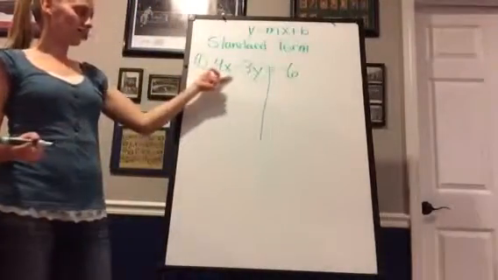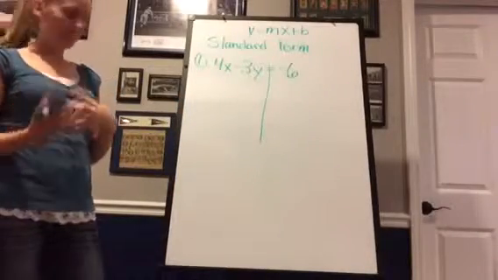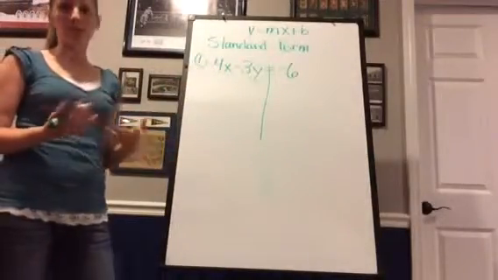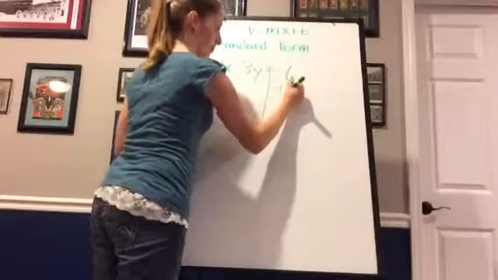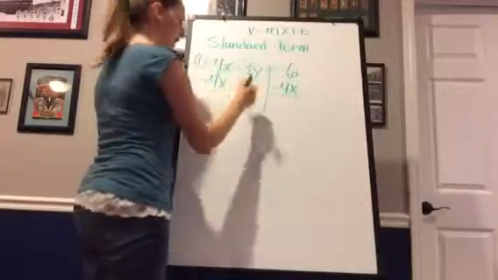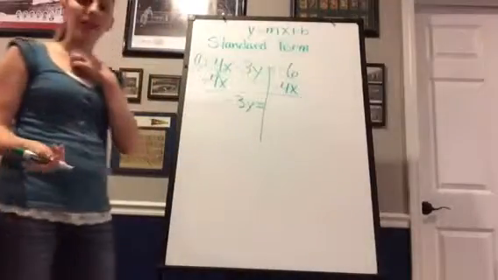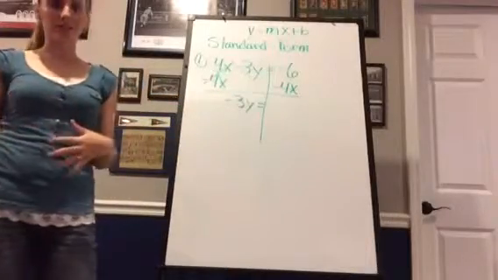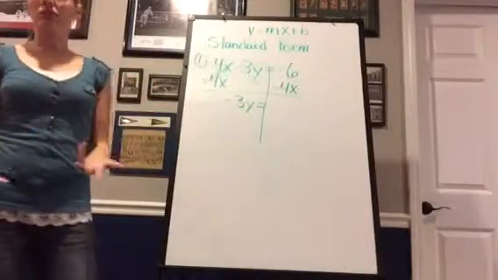To do that, our first thing is to cancel out the 4x. Just like when we were solving an equation, the opposite of a positive 4x would be minus 4x. So I'm going to subtract 4x on both sides. 4x minus 4x is 0, so those cancel. I get negative 3y equals. Now over here, usually we would go ahead and combine those, but the problem is negative 6 and negative 4x are not like terms, so I can't combine them because this doesn't have an x and this one does. So we're actually just going to rewrite the problem.